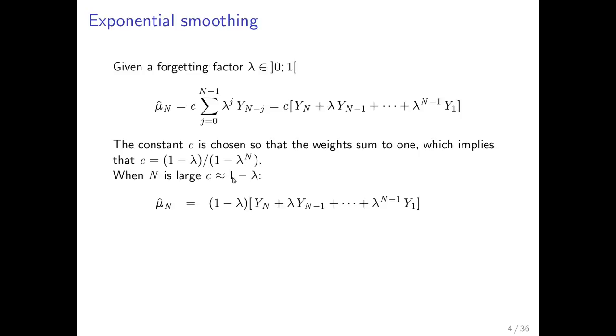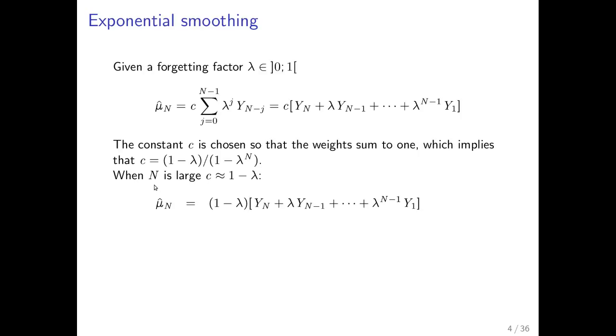Now when n is large, c converges to 1 minus lambda. In particular, this goes fast if lambda is not too close to 1, and if lambda is too close to 0, basically then you have no information. So we'll get back to how to choose lambda in an optimal way.